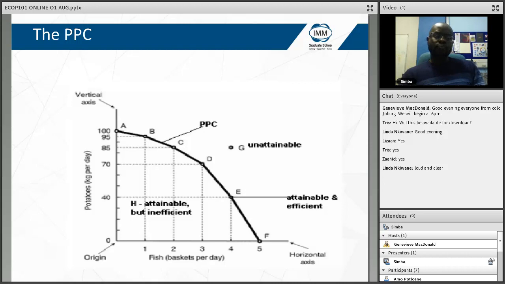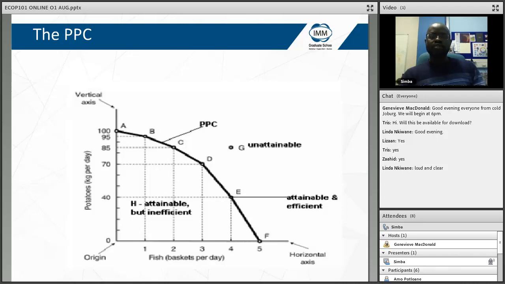So if you are moving from point A, where we are producing 100 potatoes with nothing of fish there, to point E, it means that we have to sacrifice 60 kilograms of potatoes, which is the difference between 100 and 40. So if you say 100 minus 40, it is going to give you 60 kgs. That is the opportunity cost of moving from point A to point E.